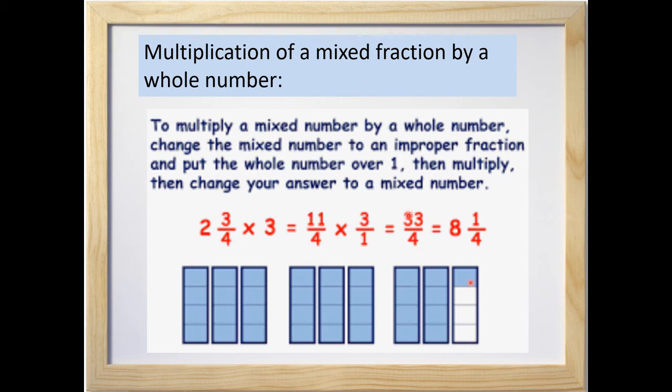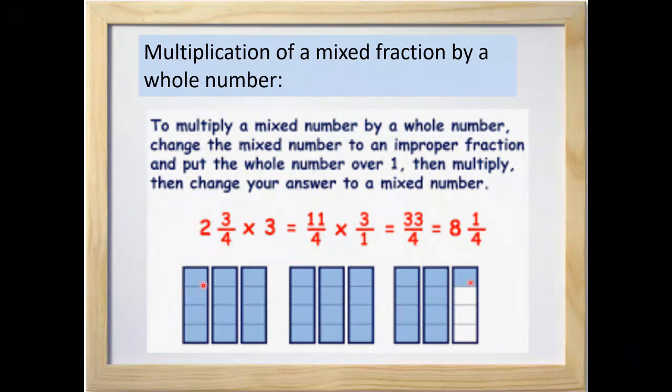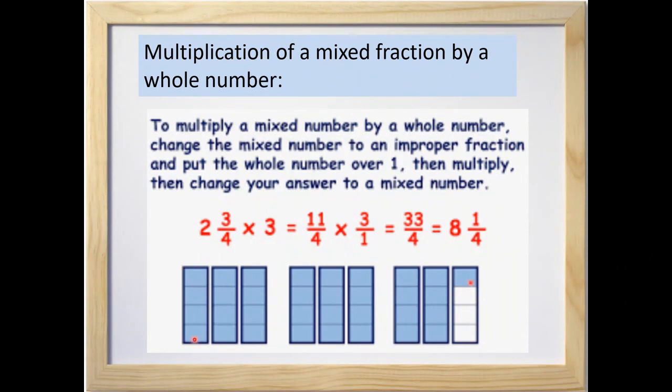Understood children? So here 33 by 4, since each whole is divided into 4 equal parts. Now how to show this as a mixed fraction? So you can easily see that there are 8 wholes here, 1, 2, 3, 4, 5, 6, 7, 8, and the last part, 1/4 part, is the fractional part. So 8 wholes and 1/4 part is the fractional part.